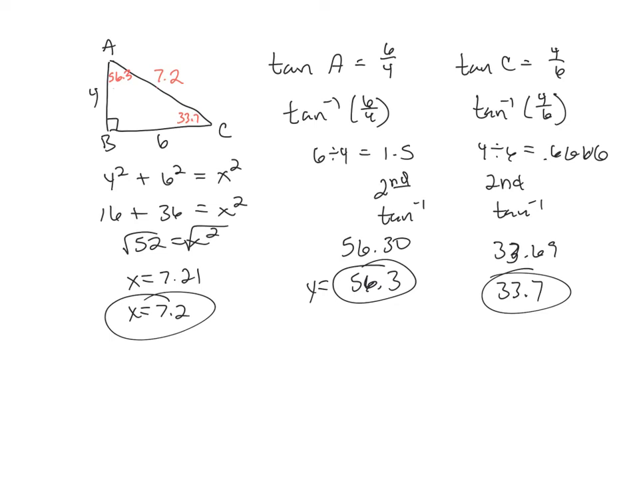And if I added 56.3 and 33.7, it should equal 90. If it's like 90.1 or 89.9, that's fine because that's rounding, and you'll be okay. But it shouldn't be more than 0.1 off. Okay. All right. So that's what one looks like with two sides. Don't know any of the angles.